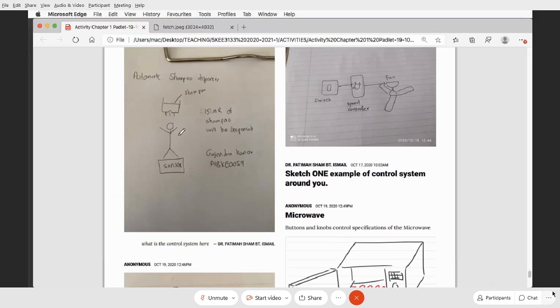This one, you have the shampoo. Automatic shampoo. Yeah, I never use this one. How will your automatic shampoo work? You have a sensor here, at the bottom. What is the function of this sensor? So make sure you think again about this one and make sure that the system becomes logical and can get somewhere.